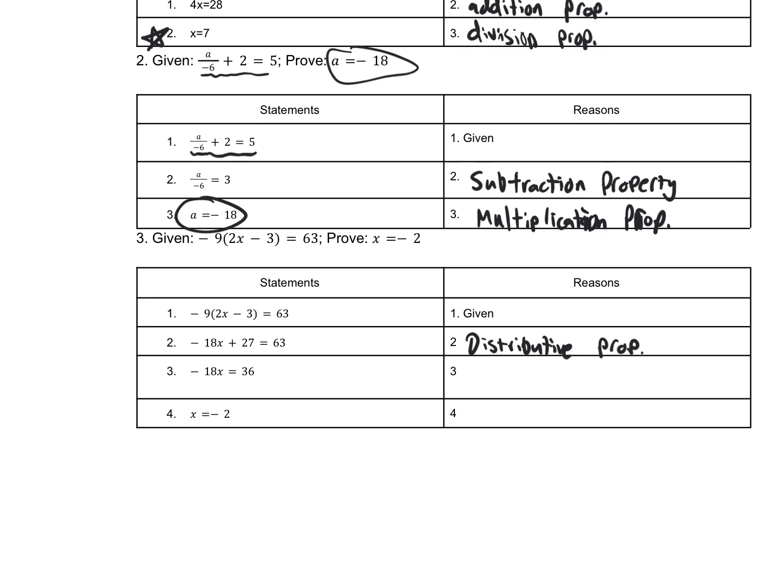Then to go from -18x plus 27 equals 63 to -18x equals 36, they subtracted. So that's the subtraction property. And then it looks like they have divided both sides by -18, so that is the division property. And that's all there is to these proofs.